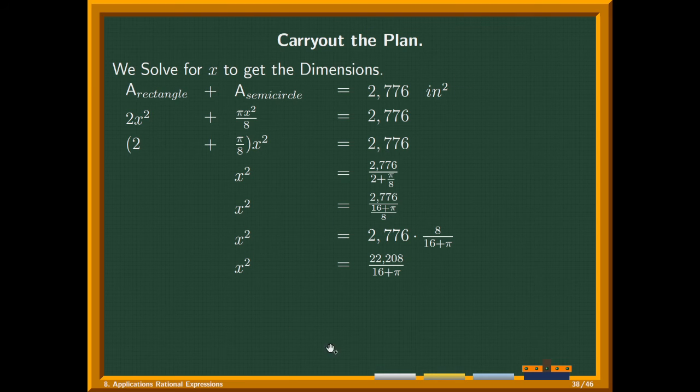The squared will be neutralized, no? So it becomes x in terms of inches, and that would be equal to the square root of this whole part, 22,208 all over 16 plus pi. And we know pi is approximately equal to 3.1416. Okay, this is an irrational number, no? It continues, it never ends.